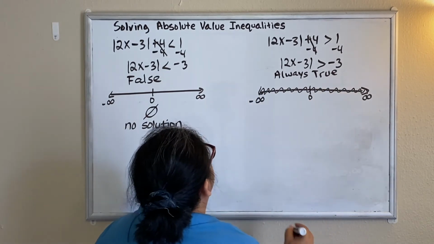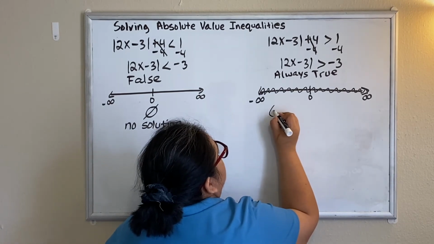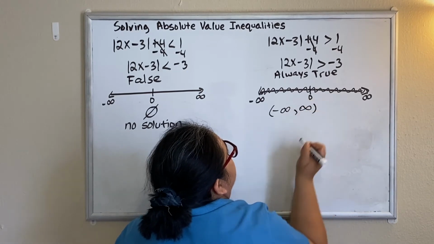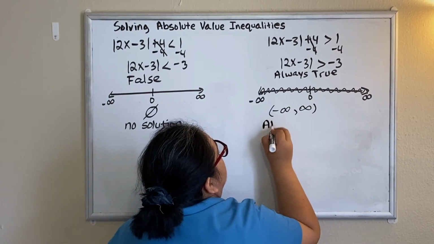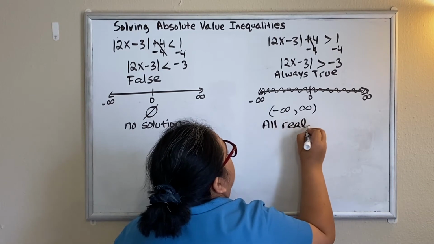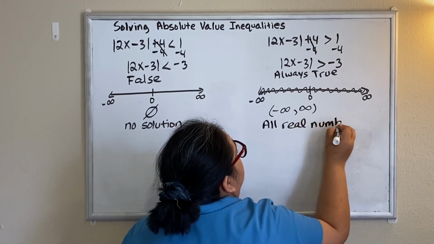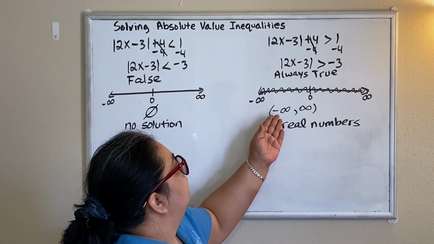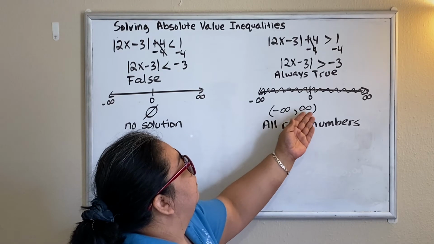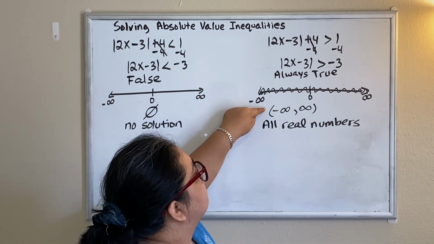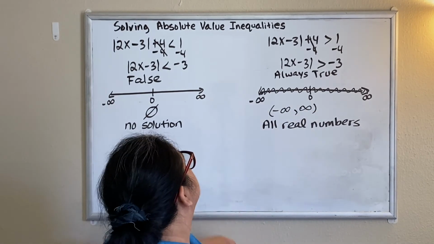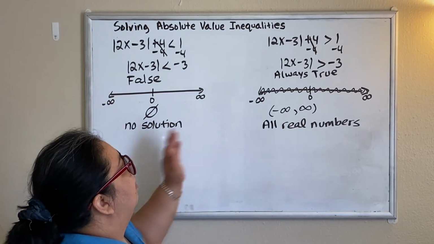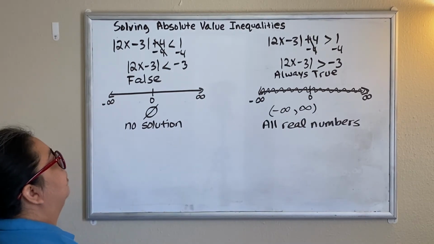So that means for interval notation, I'm starting at negative infinity and I'm going all the way to positive infinity. In other words, my solution is all real numbers. Another way of saying all real numbers is parentheses, negative infinity, comma, infinity, close parentheses. This is the same as all real numbers. These two are the same. Just like the empty set is no solution. So these are our two examples here.